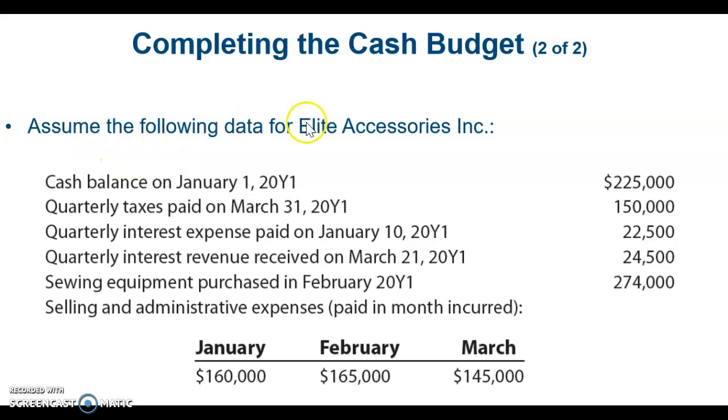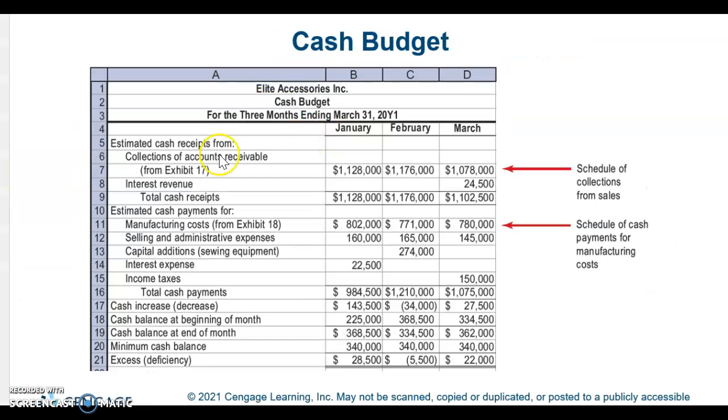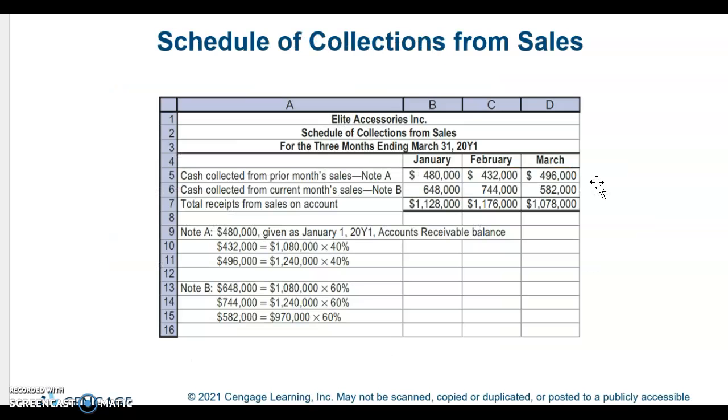Alright, so the following is given to us for the cash budget. You have the cash balance here, quarterly taxes paid, quarterly interest expense, quarterly interest revenue, selling equipment purchased, and then your selling and administrative expenses paid in the month. So we're going to take this information and drop it into the budget. So estimated cash receipts. So that came from our schedule of collection from sales, which is right here. So you can see the number, where it came from.